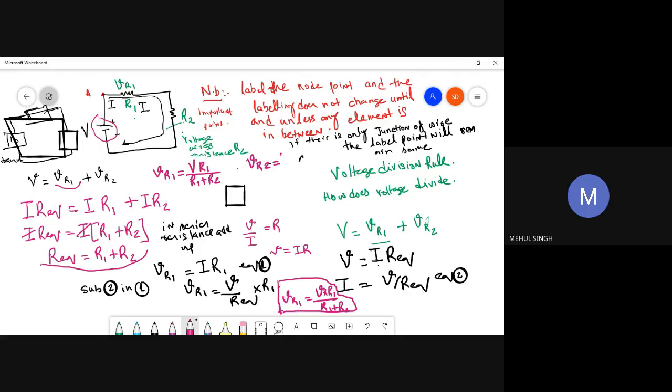VR2 would be, in case of VR2, VR2 is V upon R1 plus R2 multiplied by R2. Wrong. VR2 by, we see, divided by R1 plus R2. V minus VR1. See here.